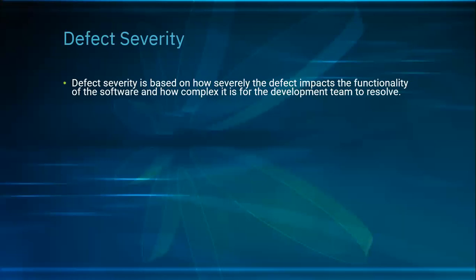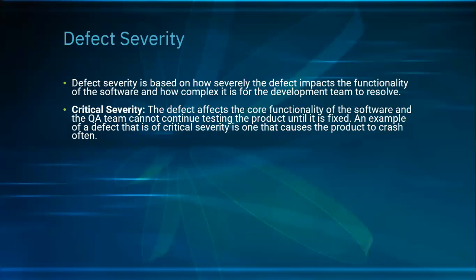Defect severity is based on how severely the defect impacts the functionality of the software and how complex it is for the development team to resolve it. How complex is it? One, critical severity. The critical is a must. The defect affects the core functionality of the software, and the QA team cannot continue testing the product until it is fixed. That is where we are now. We have raised a bug that we cannot go further with. So it has to be fixed.